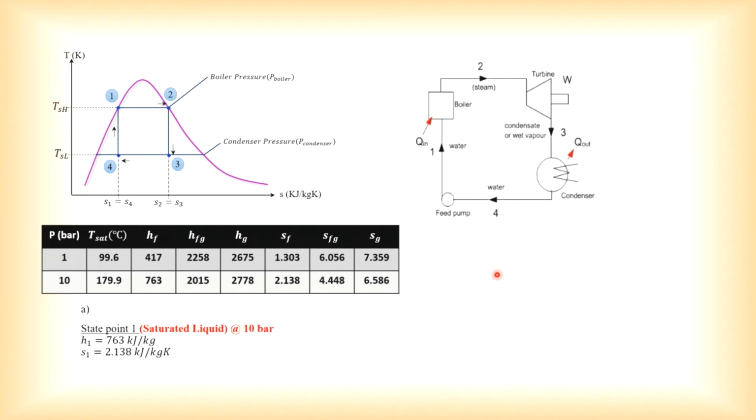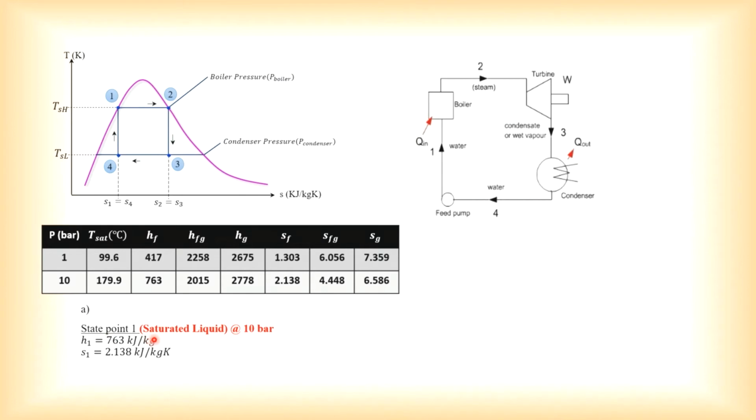Okay, so we start with state point 1. As stated in the question, they ask us to find the enthalpy at each state point. So we move from one point to another. You just use this step-by-step manner to solve other problems in power plants as well.